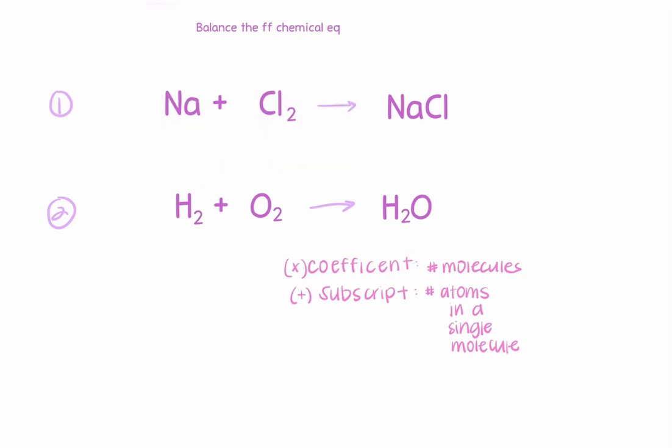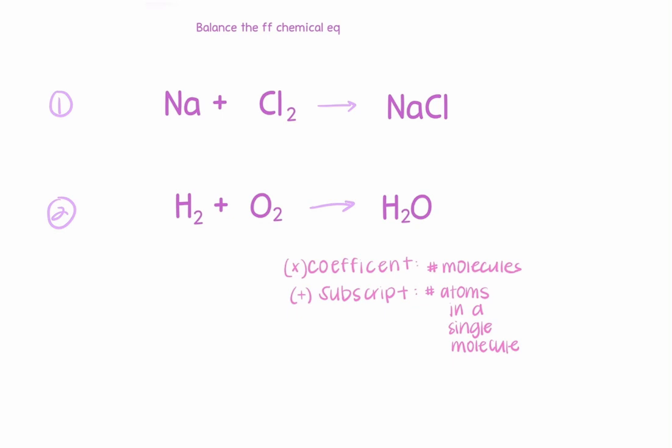We have here coefficients and subscripts. It's important to understand this first before learning how to balance chemical equations. A coefficient is the number we have before an element. It represents a number of molecules, while a subscript is that little bottom number over here. It represents the number of atoms in a single molecule. Your subscripts can never change. So when you're balancing chemical equations, you're only going to be changing the coefficients, but never, ever the subscripts.